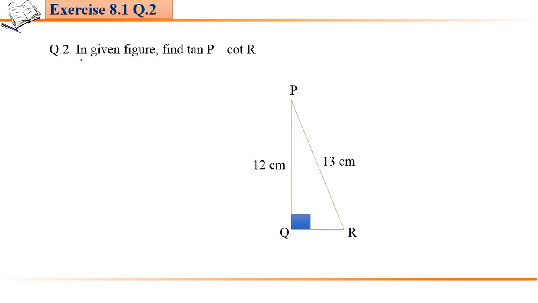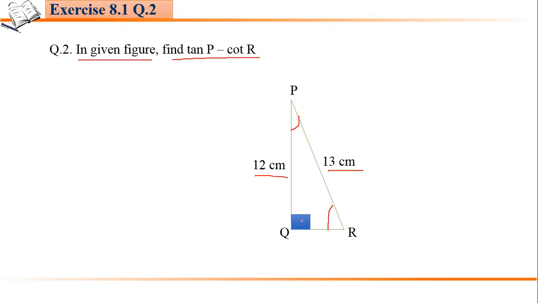Now the second question is, in the given figure, find tan P minus cot R. Fine, we have to find tan P and we have to find cot R and we have to subtract the values. So this is the figure given here. In this figure, this is angle P, here this is angle R. We are given that PQ is equal to 12 centimeter, this PR is equal to 13 centimeter, and this angle Q is 90 degree.